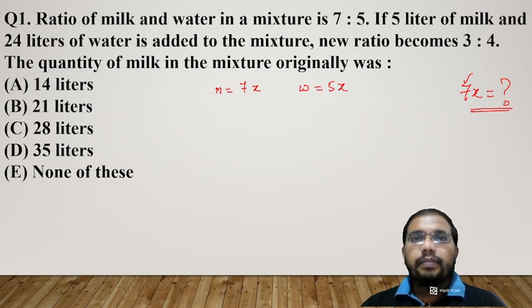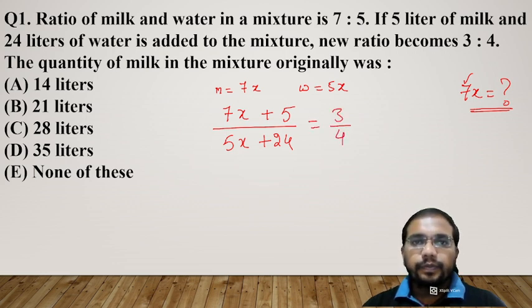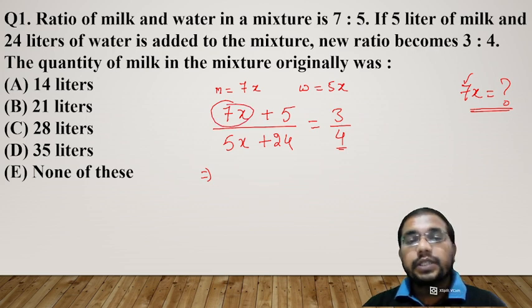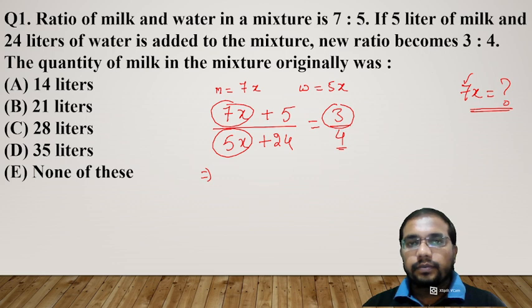Initially the milk is 7x liters, water is 5x liters. Now 7x is added by how many liters? 5 liters. 5x is added by how many liters? 24. Now if you are taking the ratio, it is 3/4. Observe friends, you don't have to write 4 into 7 and all these things. 4 into 7x, how much is it? 28x. 5x into 3, 15x. That 28x, 15x, difference is how much?